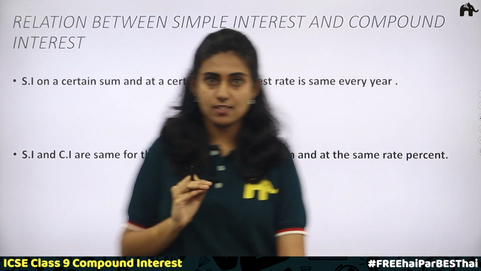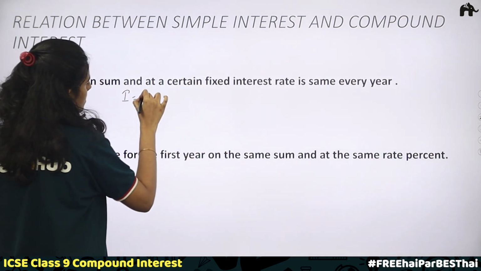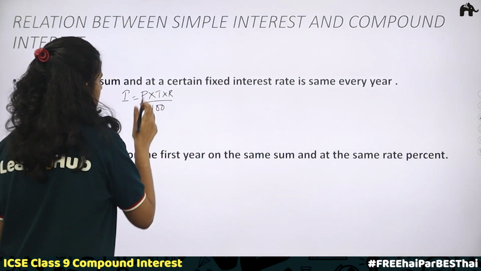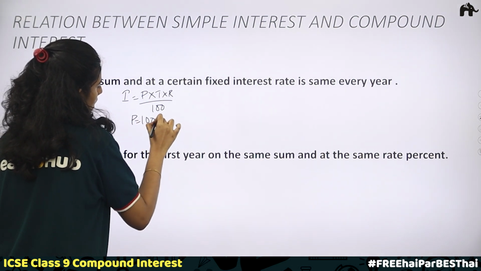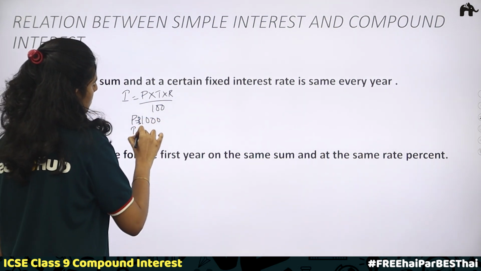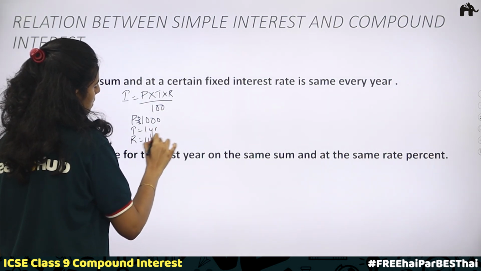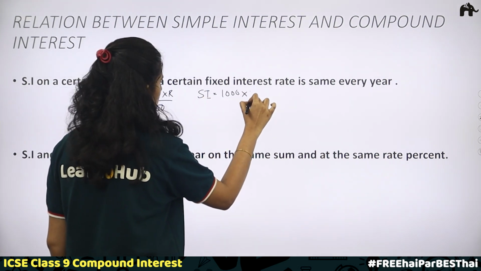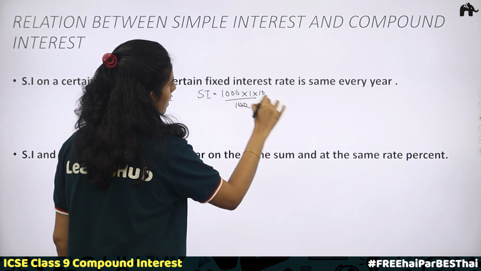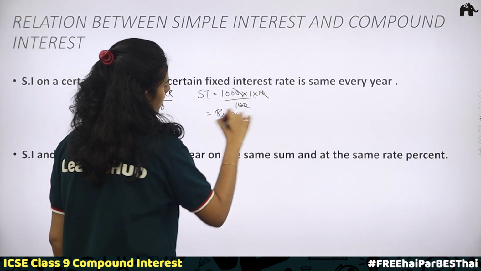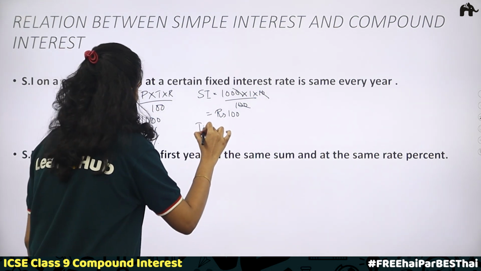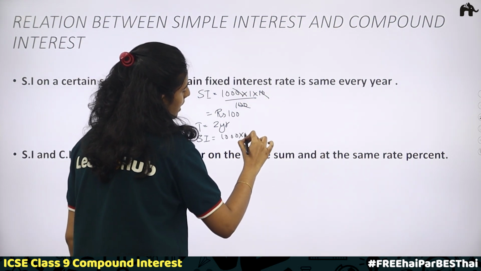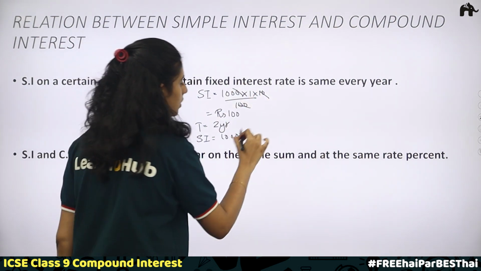The relationship between simple interest and compound interest. We know how to find the interest, right? We know simple interest can be determined using the formula P into T into R divided by 100. So, if you are calculating for rupees 1,000 as your principal, time is 1 year and the rate of interest is 10%, then the simple interest will be equal to 1,000 into 1 into 10 divided by 100, that is rupees 100. If you are calculating for 2 years, when the time is 2 years, how much do we get? Simple interest will be equal to the same 1,000, now in place of 1, you will be putting 2.